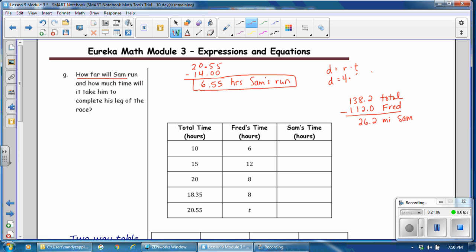So I don't know if you know this or not, but in an Ironman, there's a race where the person swims 2.4 miles, then they bike 112 miles, and then they run 26.2 miles. And that is a total of 140.6. You might see that on the back of some people's car. That's the distance for an Ironman. And then you'll notice that Fred biked that distance, and Sam ran 26.2, which is the distance of a marathon.